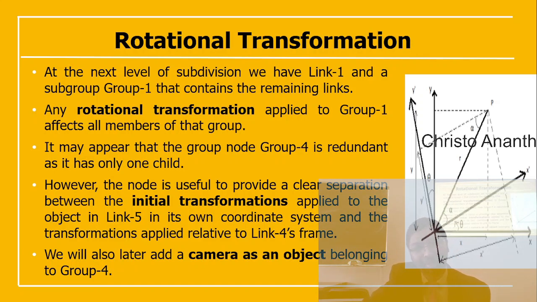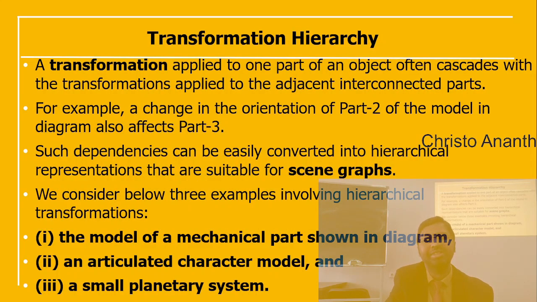Okay, so it may appear that group 4 is redundant because it has only one child, so that it will not be affected. But the node is useful to provide a clear separation between the initial transformation to link 5 in its own coordinate system, and the transformation applied related to the link 4 frame. So we'll also maybe add a camera as an object belonging to group 4. So this is the rotational transformation. Maybe it will have alpha, theta, gamma, so that it will be affecting the remaining parts as well. So this is the transformation hierarchy.